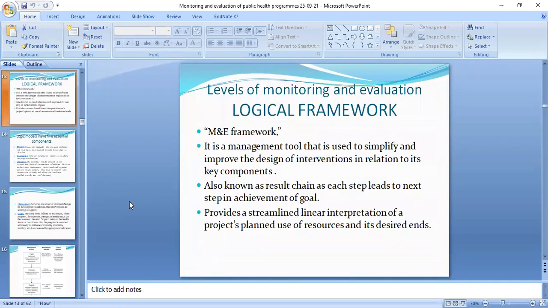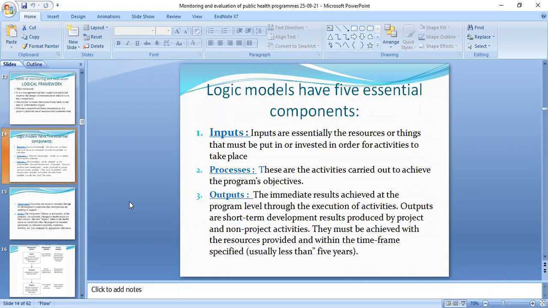Now the levels of monitoring and evaluation. In monitoring and evaluation, there is what is called the logical framework or monitoring and evaluation framework. It is a management tool that is used to simplify and improve the design of interventions in relation to its key components. It is also known as a result chain, as each step leads to the next step in achievement of the goal. It provides a streamlined linear interpretation of a project's plan, use of resources and its desired ends. There are 5 levels in the logical framework.